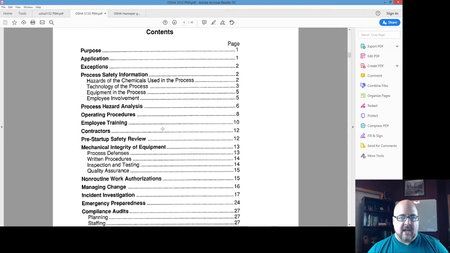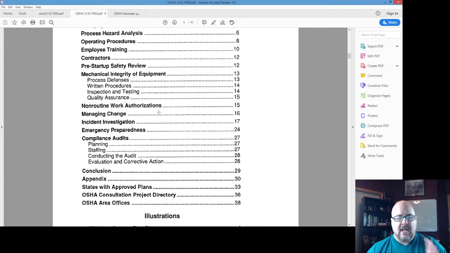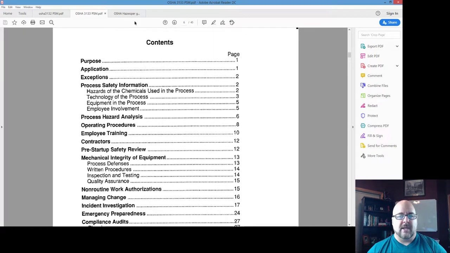So here is another PDF for PSM, and in that last one, it says you should read this one. And as you can see, it has the purpose, hazards of the chemical process, technology, equipment, employee involvement, the process analysis, operating procedures, employee training, contractors, startup, all this stuff that we just talked about. So it is very engineering based.